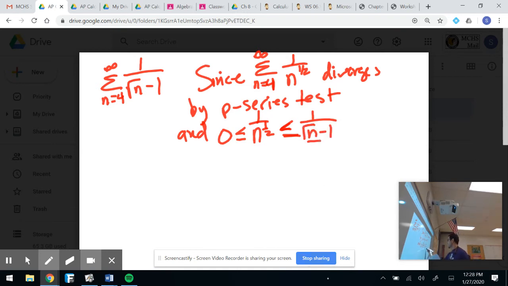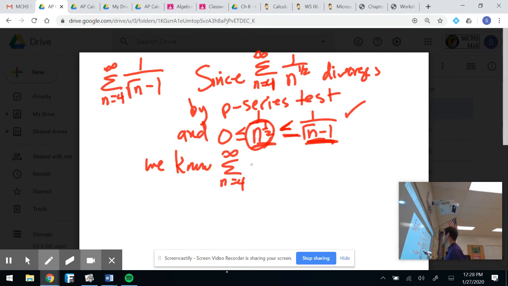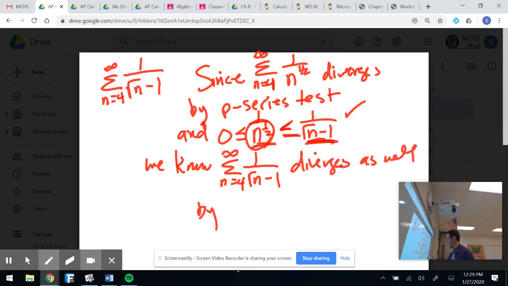Because this is smaller. Well, if that's smaller than that, then that's always going to be bigger than that, right? This is bigger here, so that's in the right spot. If that's bigger, that's going to be smaller. So I'm good to go. That's a check. Then we can say we know that my original problem, n equals 4 to infinity of 1 over the square root of n minus 1, diverges as well by what? Class at home, by DCT, right? The direct comparison test.